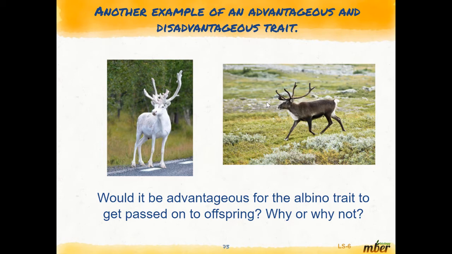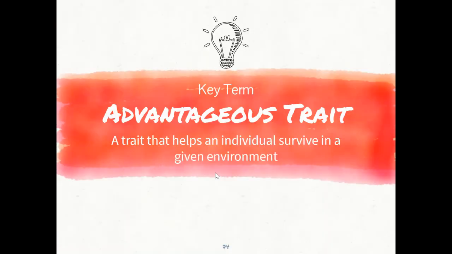Would it be advantageous for the albino trait to get passed on to offspring? Why or why not? Okay, think about seasons. Think about hunting season. Would this be an ideal color to be if you're an elk? Is it an elk? Is it a deer? I'm not going to lie, I don't know.